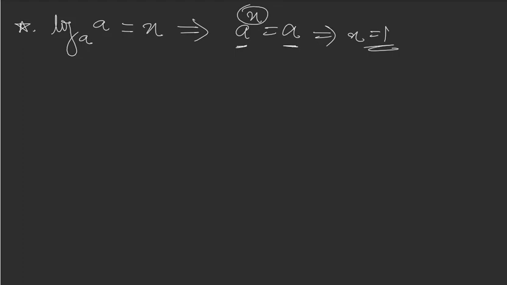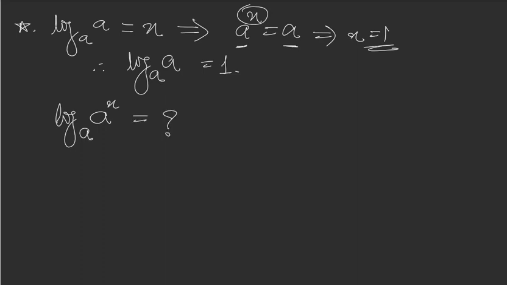So we understand that log of a to the base a is always 1, right? Log of a to the base a is always 1. Just imagine for an instance that I would write log of a raised to x to the base a. What would this give me?